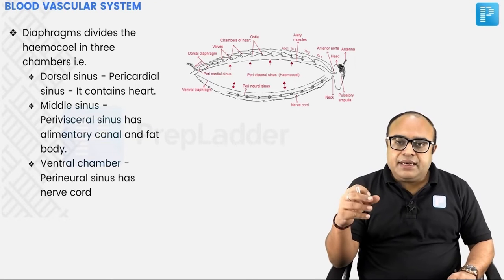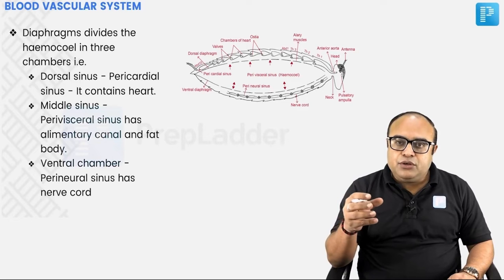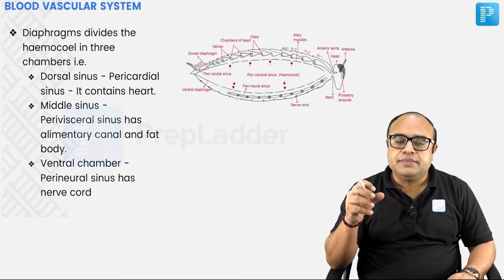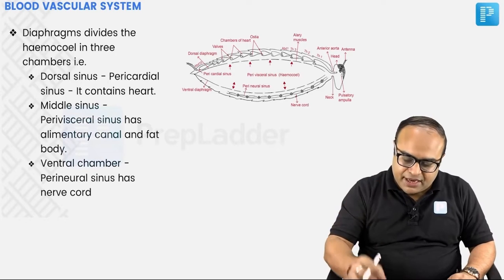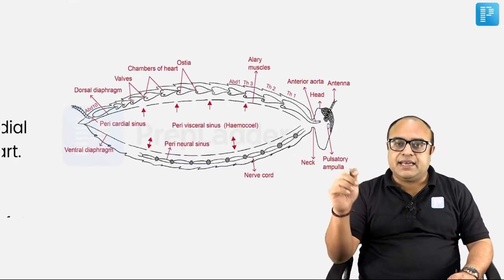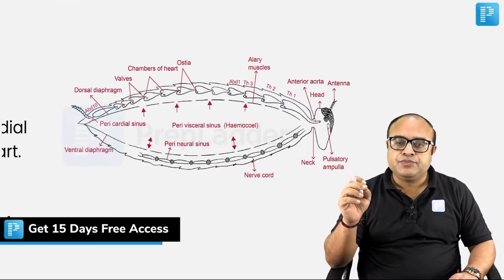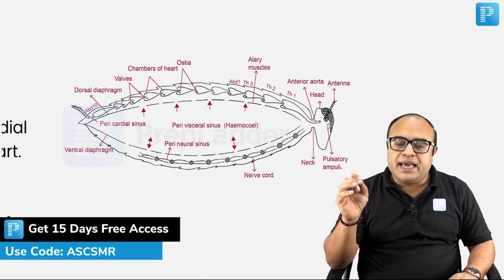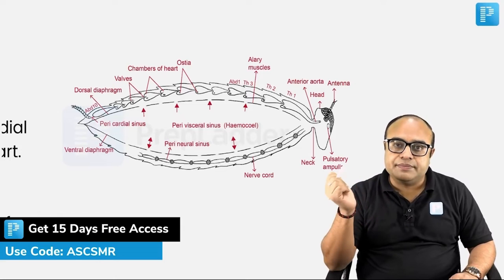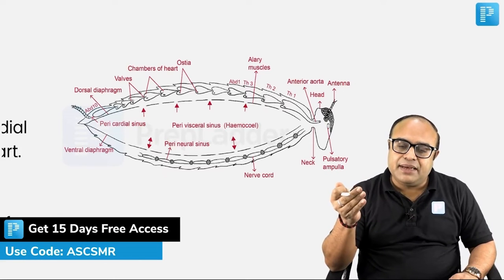Okay. After coming to the structural portion of the circulatory system, try to memorize this diagram. I have zoomed it for you people. The whole coelomic cavity is divided into three parts by two diaphragms, the dorsal diaphragm and the ventral diaphragm.